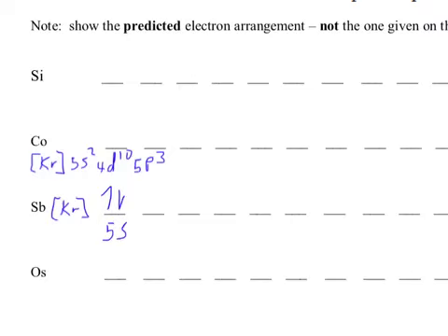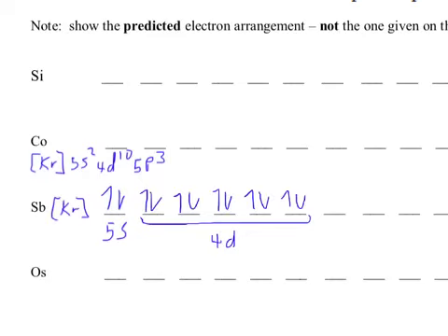Now we move on to the 4d. Now remember, since you can have up to 10 electrons in the d's, you need to have 5 orbitals. 1, 2, 3, 4, 5. We'll label that 4d, and we'll occupy it with 10 electrons. 1, 2, 3, 4, 5, 6, 7, 8, 9, 10.